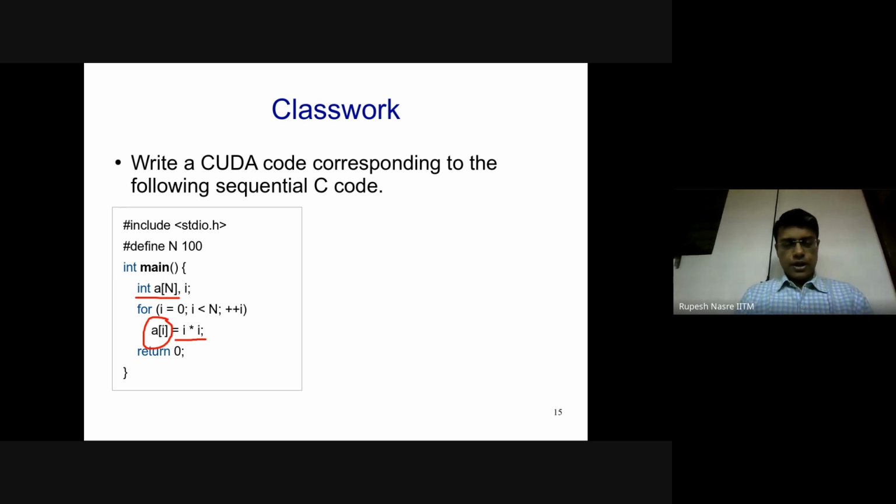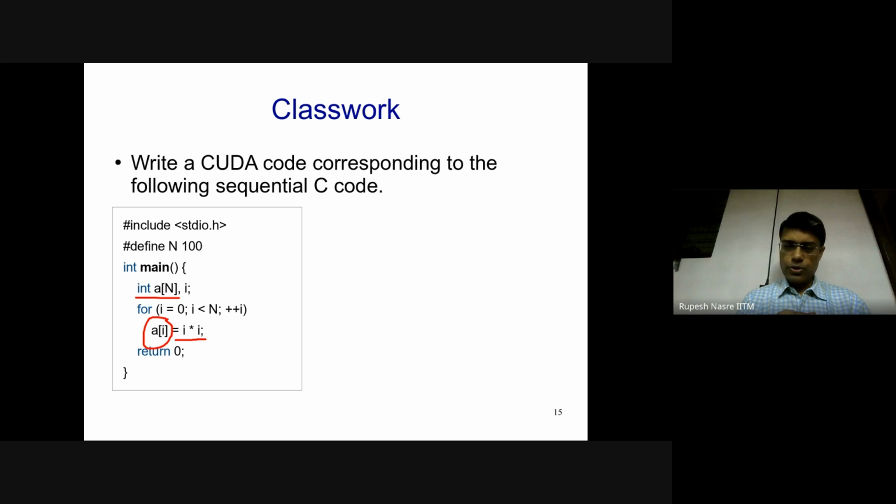One thing that we would like to emphasize here: Somik has given A of TID equal to TID into TID, that is correct. So that statement should be there. A of threadIdx.x equal to threadIdx.x into threadIdx.x, that is correct. And one might think about passing a parameter now, in this case an array, and that is where we'll face some trouble.